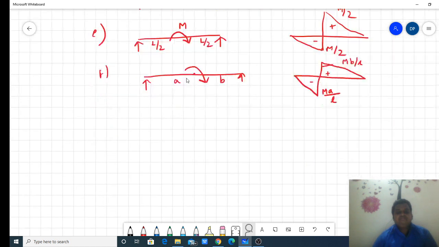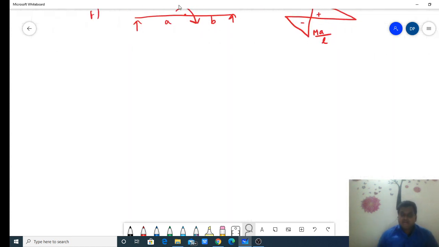Now similarly, the next important thing: this free bending moment diagram you will come across whenever you are drawing the final bending moment diagram. So the second is nothing but your FEM. This we call a fixed end moment.